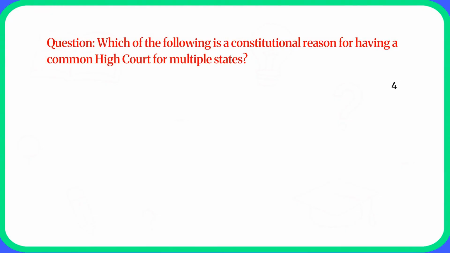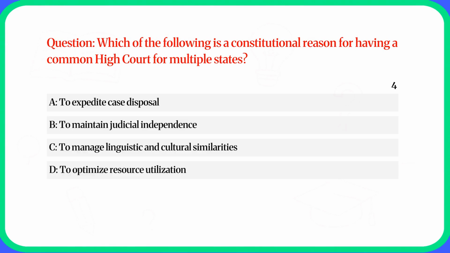Question: which of the following is a constitutional reason for having a common high court for multiple states? Answer: D. To optimize resource utilization.